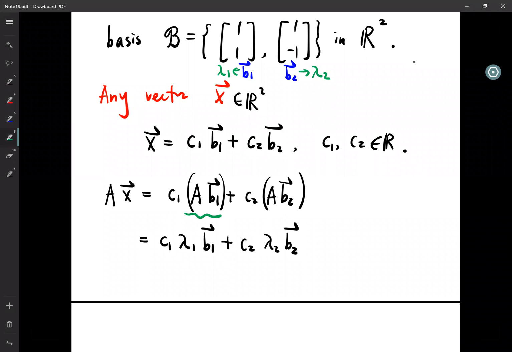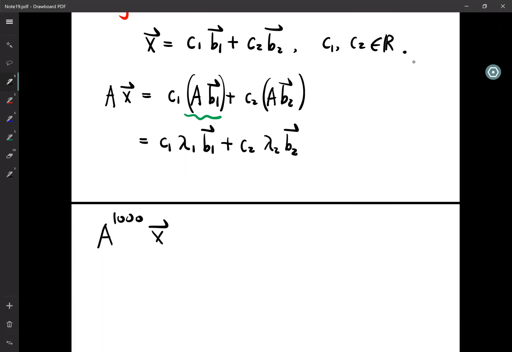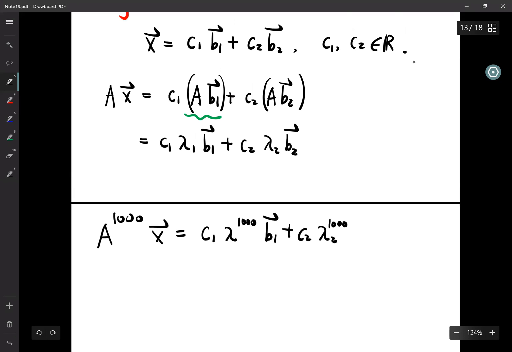So let's say I give you an x and ask you to compute A to the 1,000 times x. I really don't know how to work this out. But if you give me the eigen decomposition of x using these coefficients c1, c2, then this just becomes c1 lambda 1 to the 1,000 times B1 plus c2 lambda 2 to the 1,000 times B2, and problem solved. Any question?